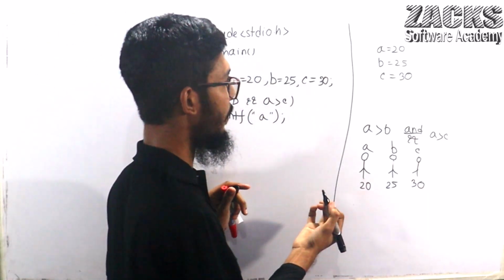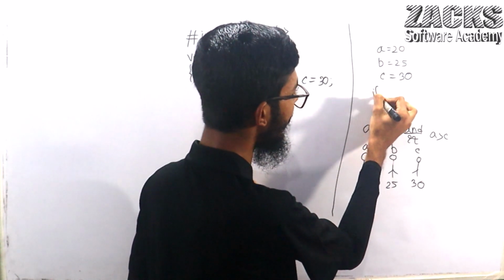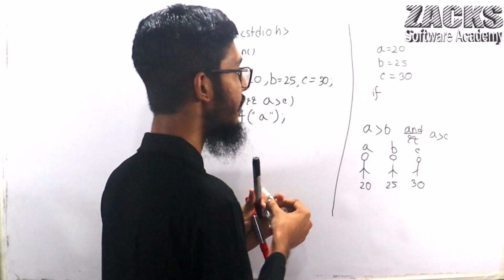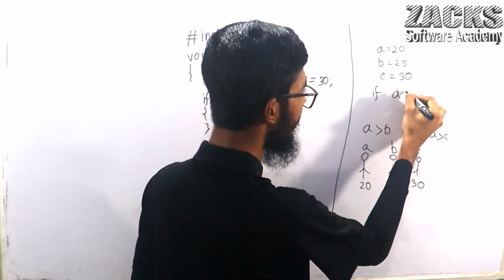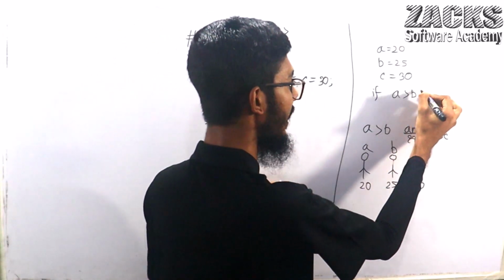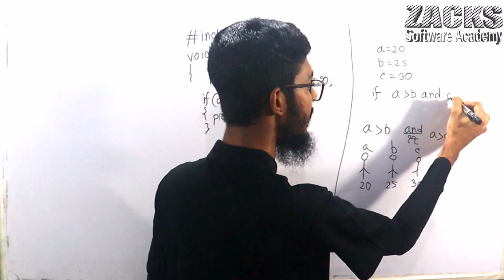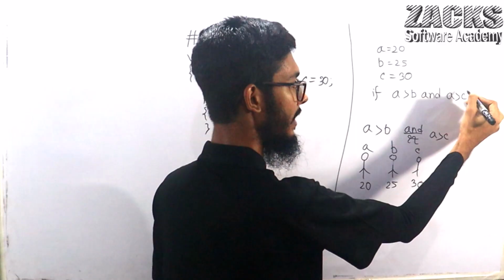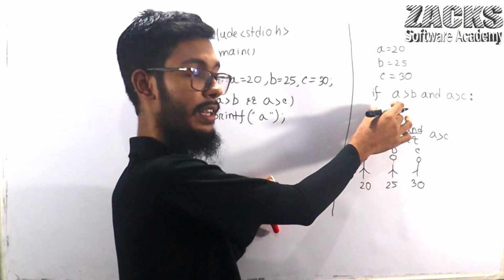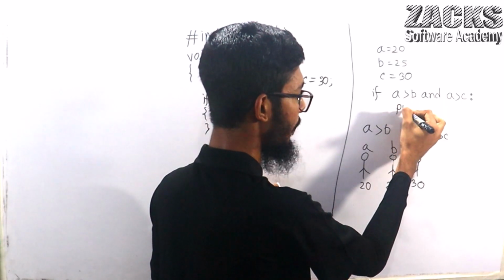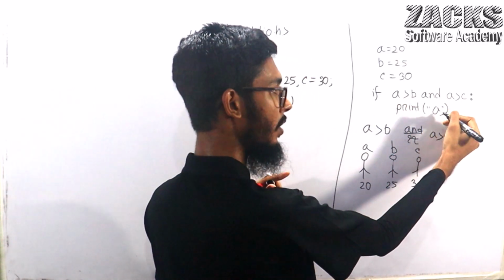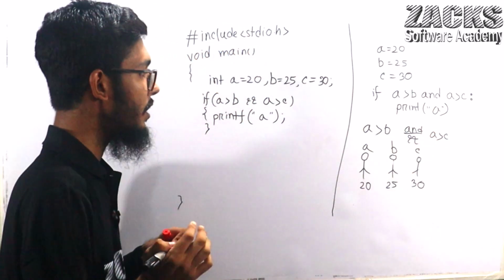What will be the corresponding Python code? If you want, you can use parentheses, or no need to use them. Simply, if A is greater than B and A is greater than C, and use a colon at the end, then some space or indentation, print, not printf, print that A is the largest or A is the oldest person. Whatever you can write. So I hope you got this point.